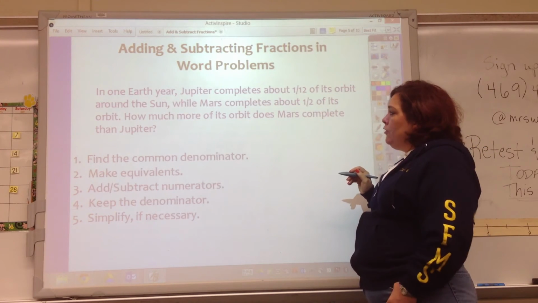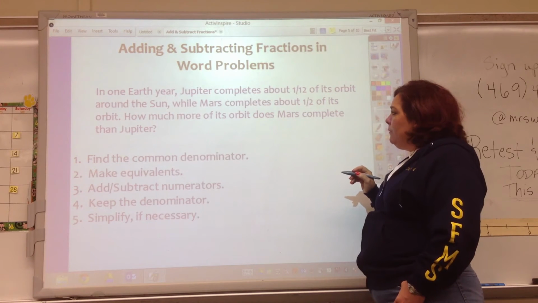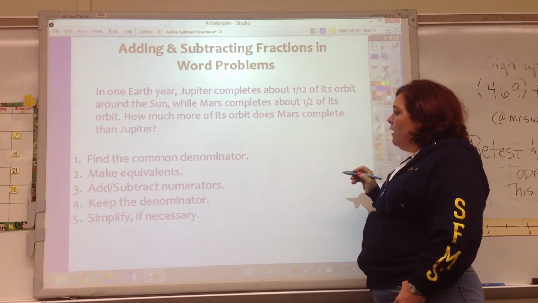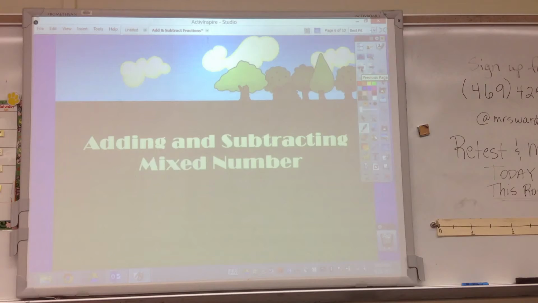In one Earth year, Jupiter completes about 1/12 of its orbit around the Sun, while Mars completes about 1/2 of its orbit. How much more of its orbit does Mars complete than Jupiter?